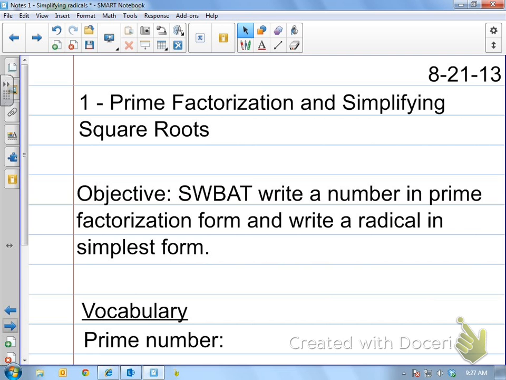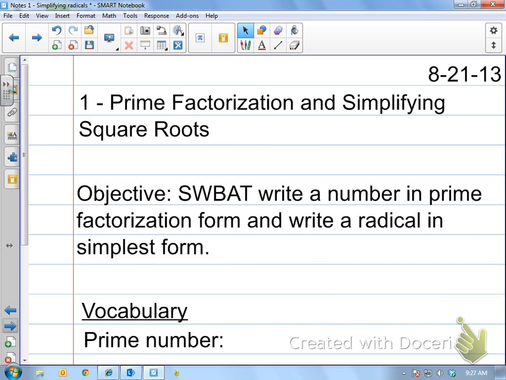Students will be able to. You'll see a lot of teachers use SWABAT. But when you see the SWBAT, that just means students will be able to write a number in prime factorization form and write a radical in simplest form. So we have 2 goals today.